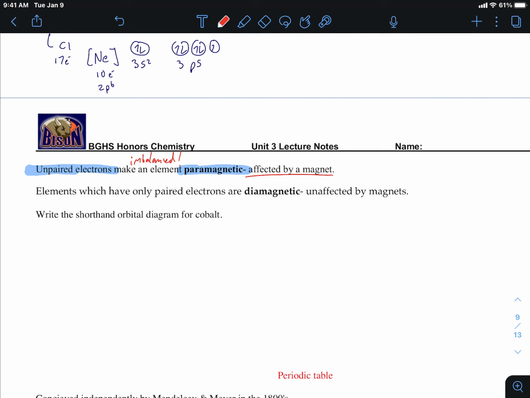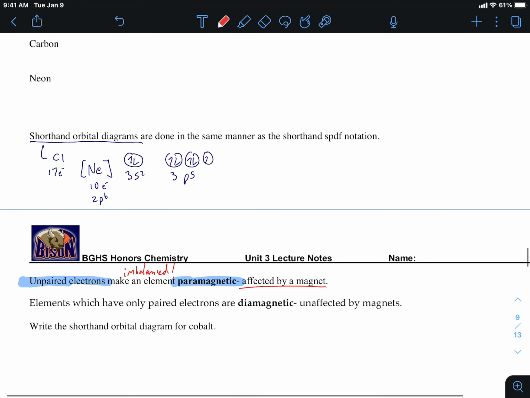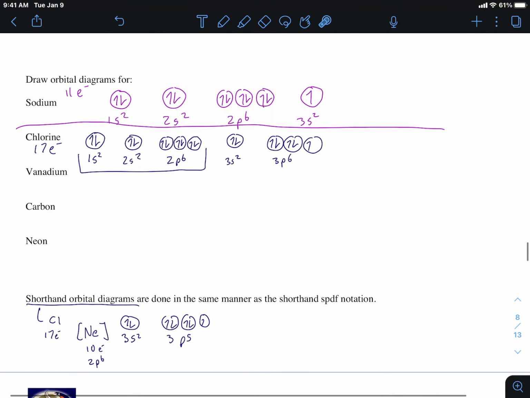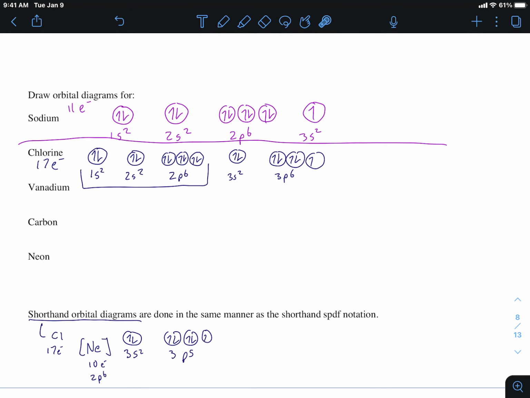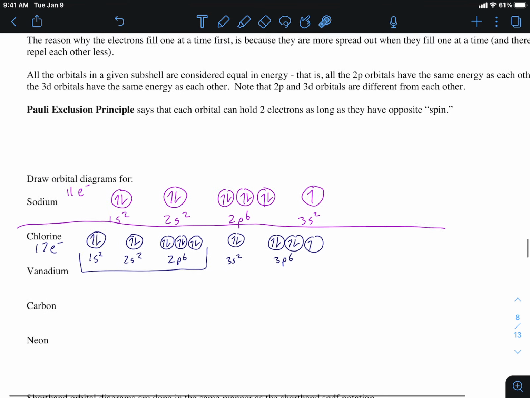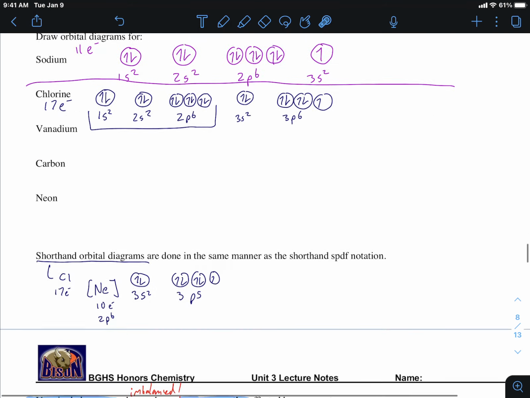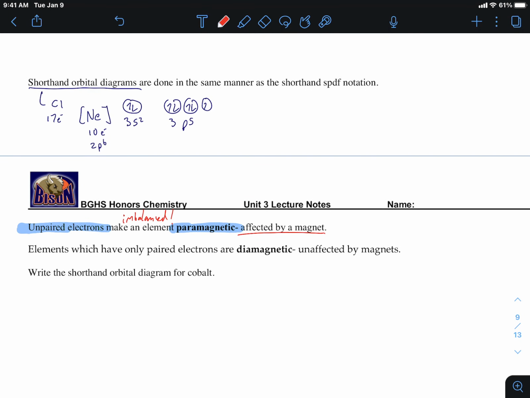Going back to chlorine that we just drew here, you see that unpaired electron? That would cause chlorine to have very, very minimal paramagnetic characteristics. If we look back, sodium has one unpaired, also very slight. One unpaired doesn't do a whole lot, but when we look at oxygen, we've got two unpaired electrons, so this would be more paramagnetic than sodium, because the more unpaired electrons there are, the more magnetic it's going to be.